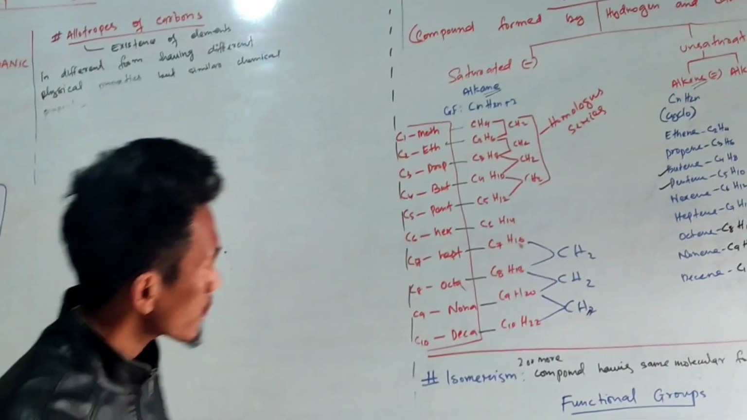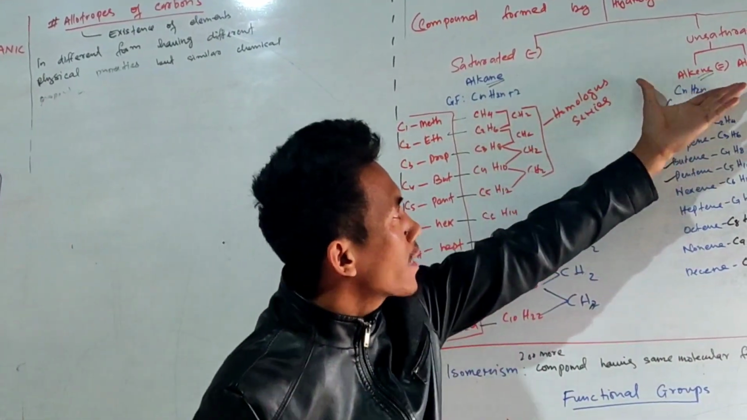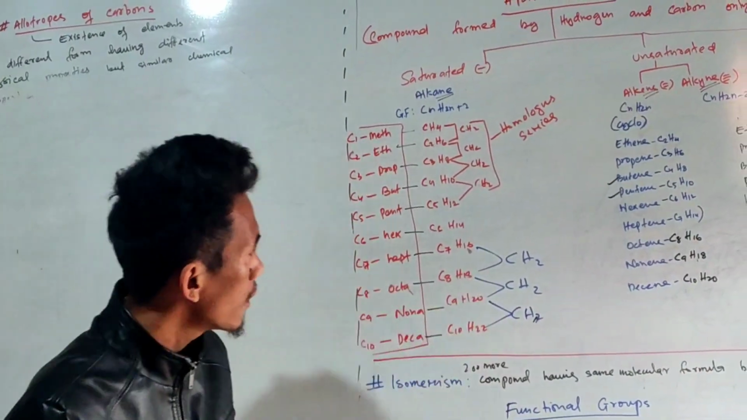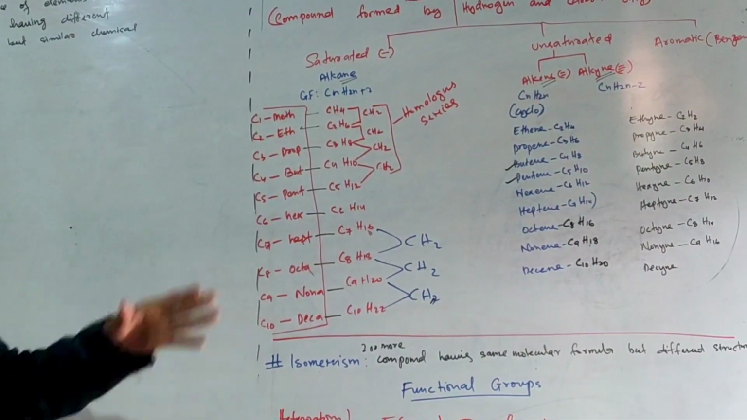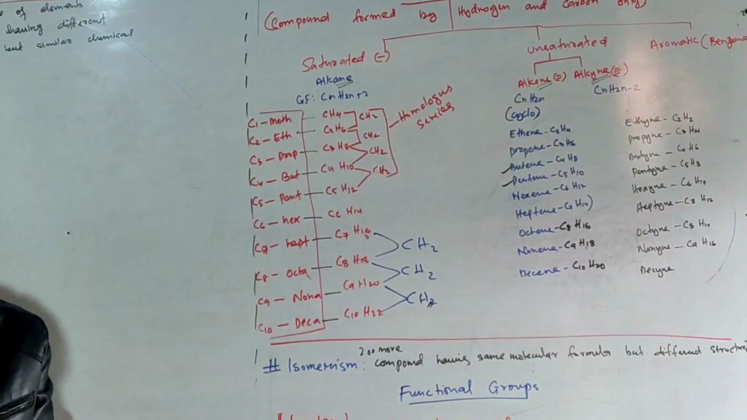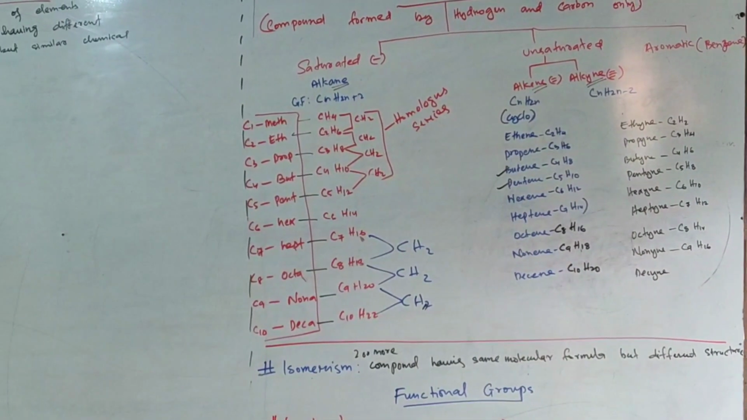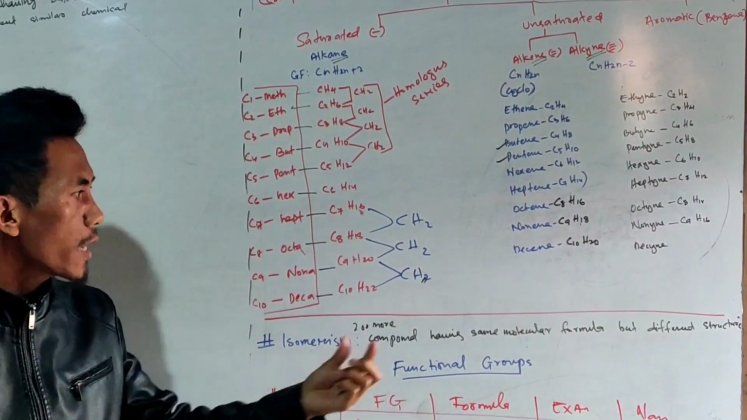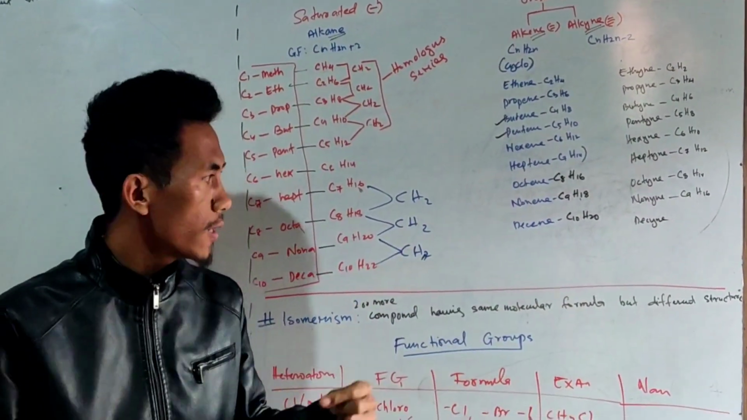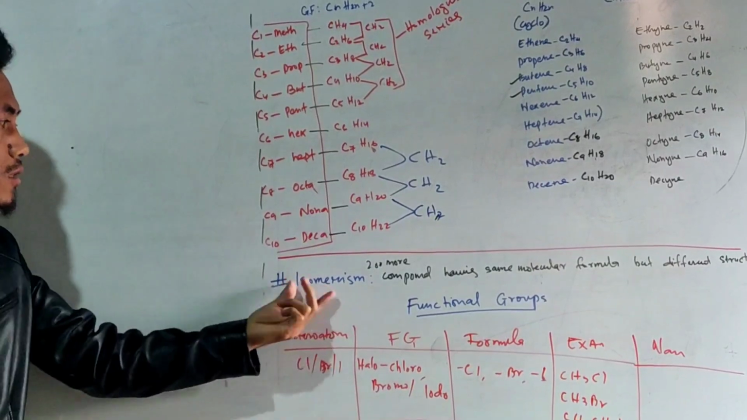Before we enter into alkene and alkyne, let us first study the alkane structure, isomers of alkane. What exactly is an isomer? Now let's talk about isomerism. Two or more compounds having the same molecular formula but different structures is known as isomerism.